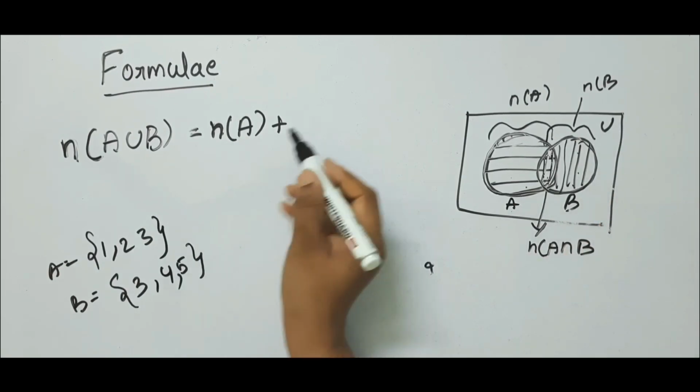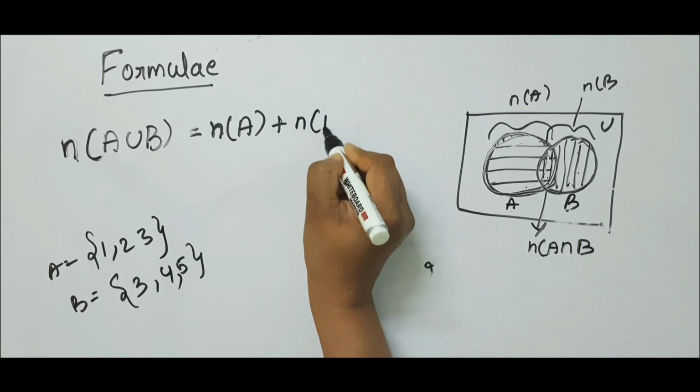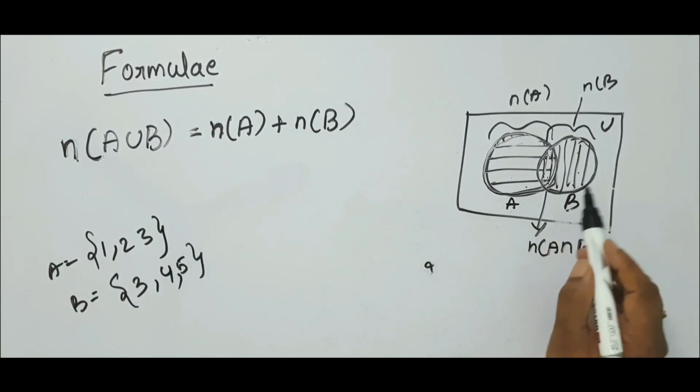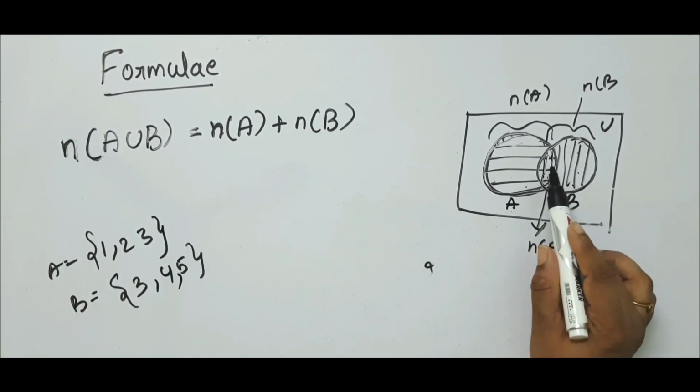So number of elements of A plus number of elements of B. So while counting the number of elements of A, we have counted the intersection elements also.